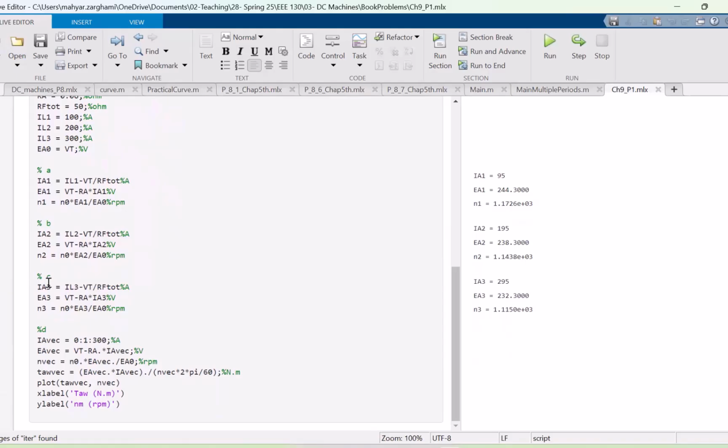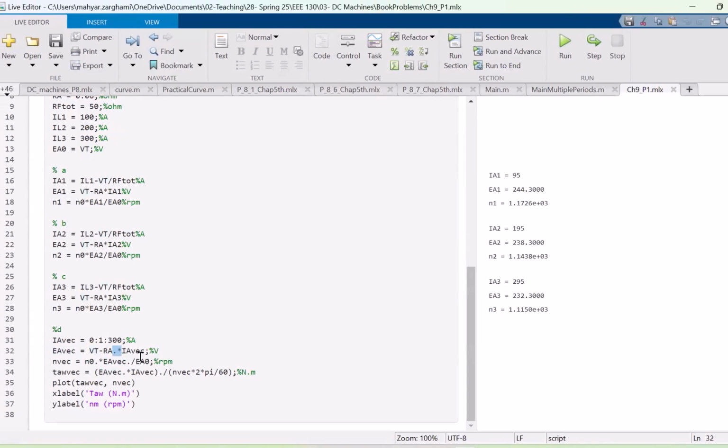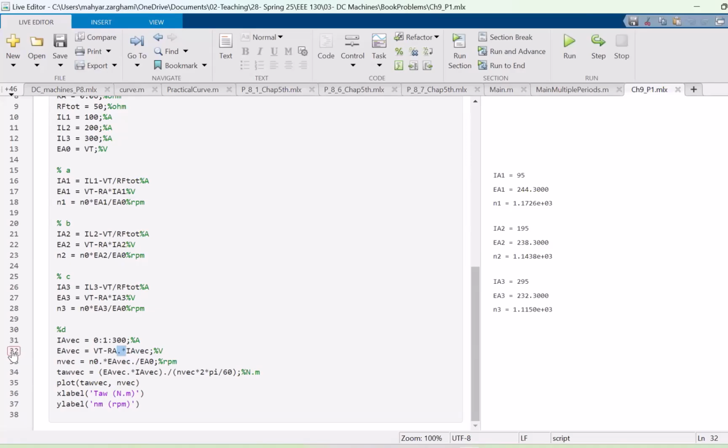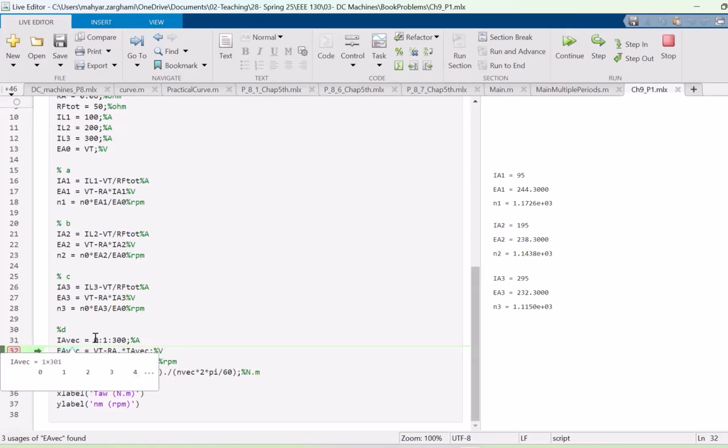Now, in order to really plot that tau versus N, you can have a vector of IA from 0, which means no load, all the way up to, for example, 300 amps in steps of 1. And then you can find your EA vector, which would be VT minus RA multiplied by the IA vector. If I run the code up to this point, you will see that for IA, you will receive a vector because you wanted it to go from 0 all the way up to 300 in steps of 1.